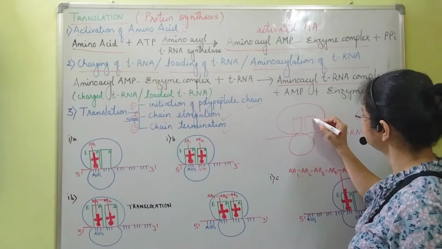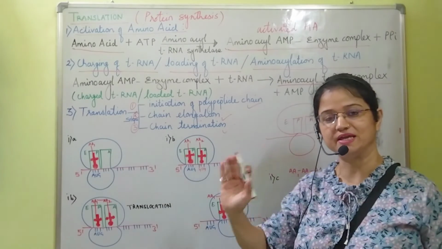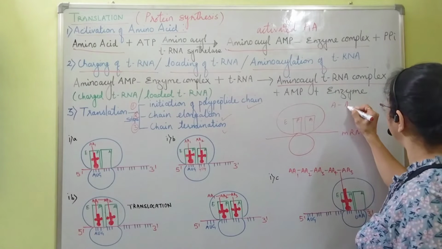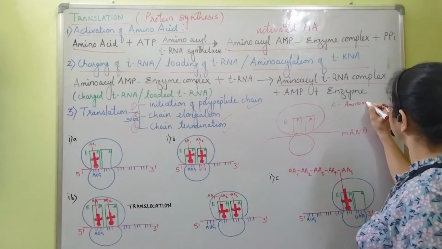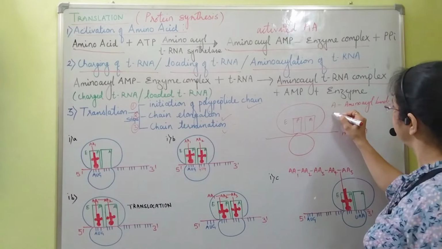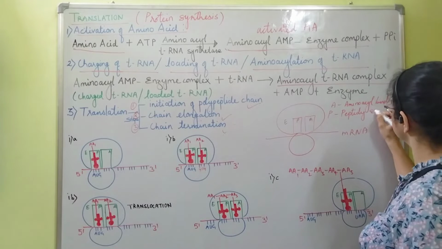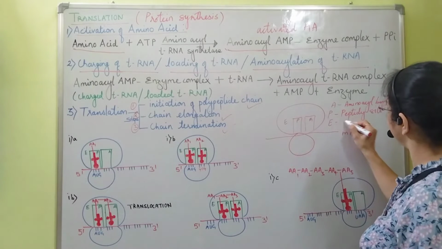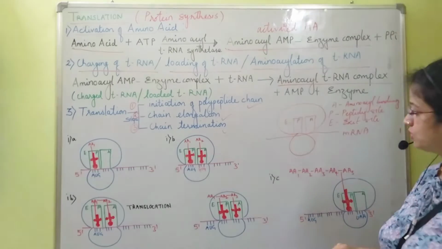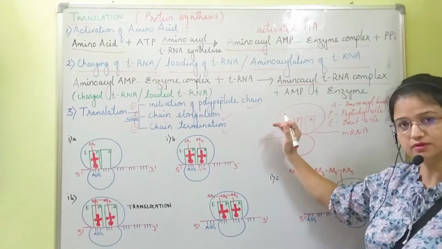That is, just see here, A site, P site and E site. Now what does this A, P and E site stand for? A site stands for aminoacyl binding site. P stands for peptidyl site and E stands for exit site. Clear? So A site, P site and E site, you have to remember these sites in the sequence only.